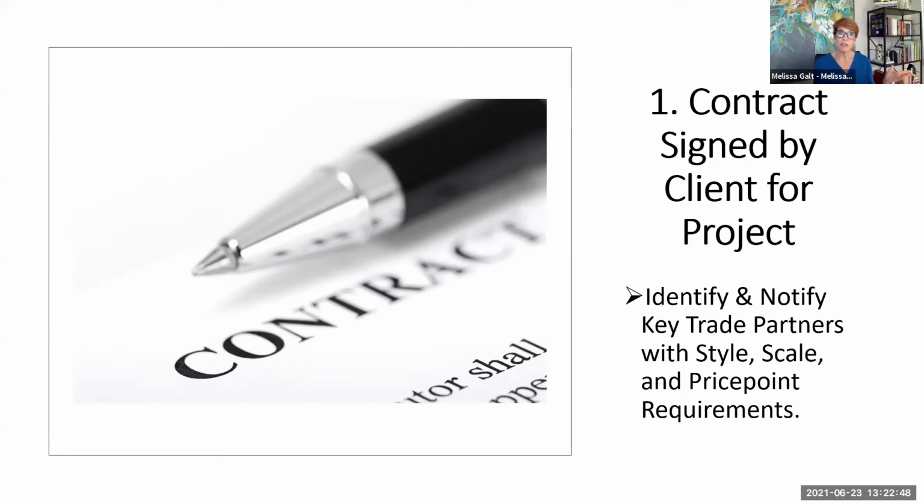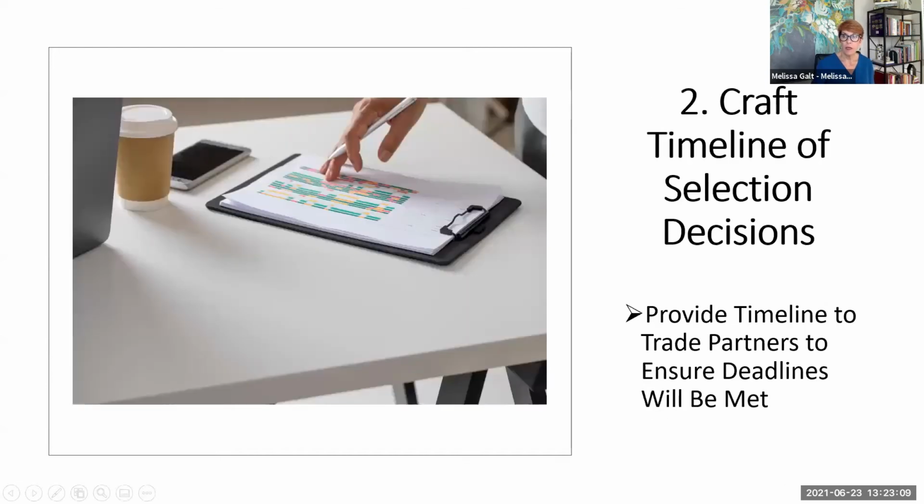And I've had some of my designers approach me recently about companies that are stretched thin, running hard, and they're having issues with the reps. So I'm aware of that. If you have a rep that you need to be replaced, talk to the company. It could be as simple as just a really bad personality fit. It happens. But you need the help that you need. So ask for it. Craft a timeline of the selection decisions. Provide the timeline to your trade partners to ensure deadlines will be met. You don't want them suggesting pieces that aren't going to meet your deadlines. That is not going to work.